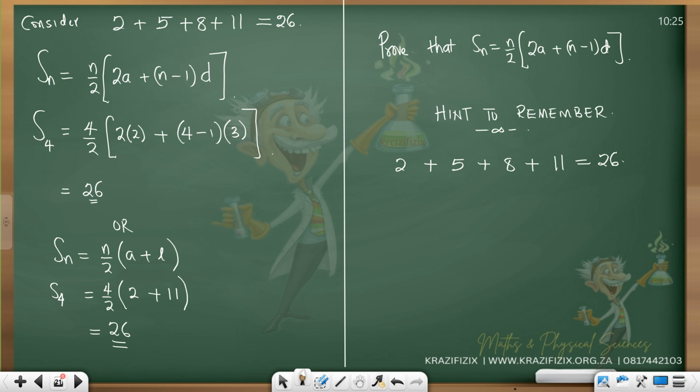What if I reverse the whole thing? Please watch, that's my first step. What if I reverse it? 11 plus 8, plus 5 plus 2. Do you see what I did? I started from the back now. It was 2, 5, 8, 11. Now I reversed it: 11, 8, 5, 2. Do you think that will change the answer?